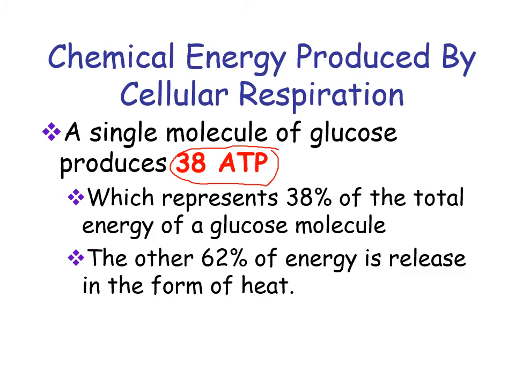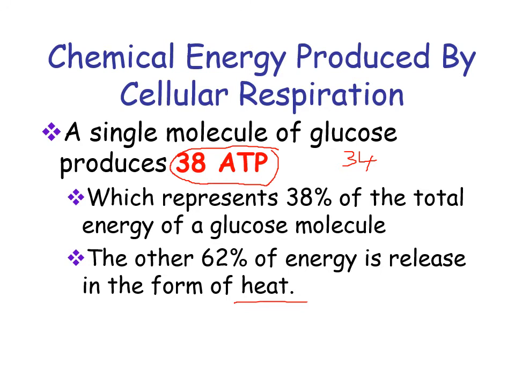So that means that within the electron transport chain you're going to get 34 ATP, because the other 4 were produced in the first 2 stages. So it's not 38, but it's 34. And this is only about 38% of the total energy that the glucose molecule actually contains. The other 62% of that energy is always going to be released in the form of heat. So that's about as efficient as this gets.